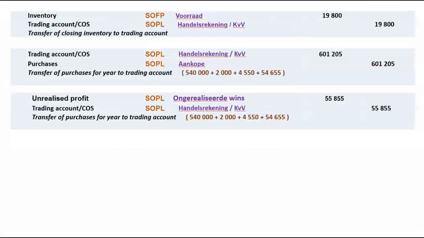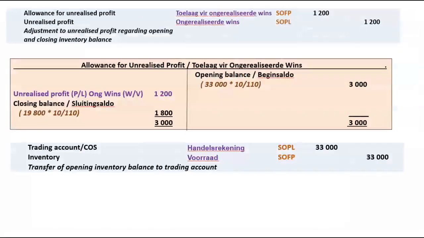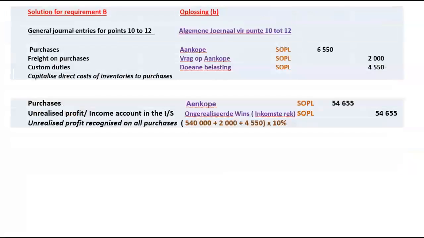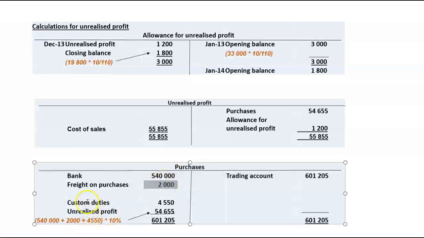Let's go to the T account, so that you can see exactly what we are doing. Here, purchases. It had a balance of 540,000. We've added now the freight charges of 2,000. We've added now the customs duty of 4,550. So if we add those three together, it gives us a total of 546,515. So now we're going to pump it up with a 10% unrealized profit.